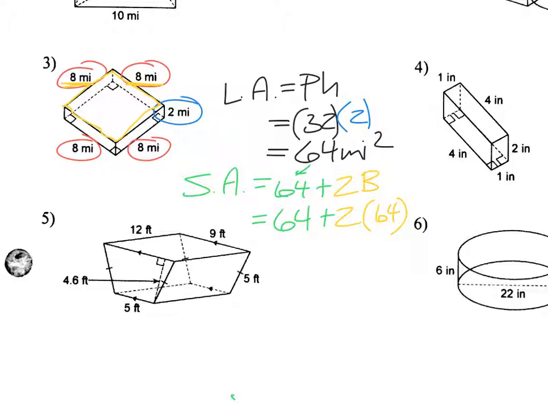That's the area of the square. And then you remember you got two squares because you got the top and you've got the bottom. So you type that in on your calculator, 64 plus 2 times 64, and you get 192. All right, next one.